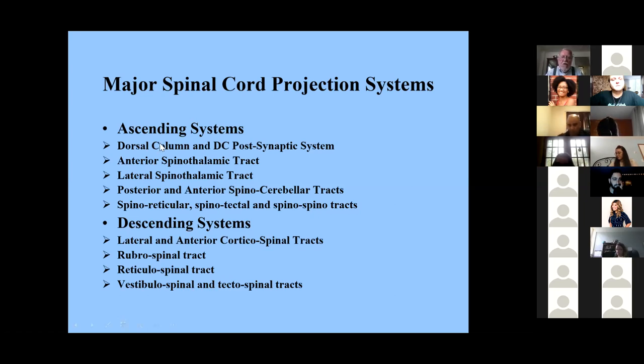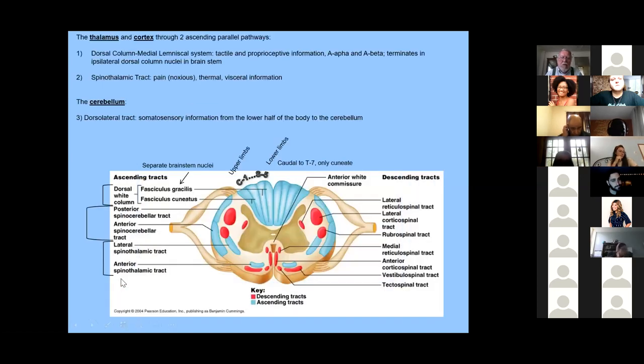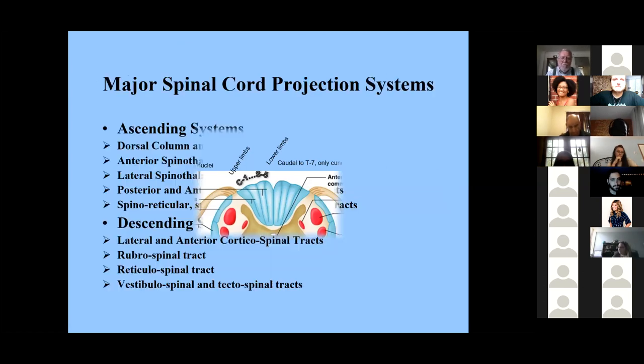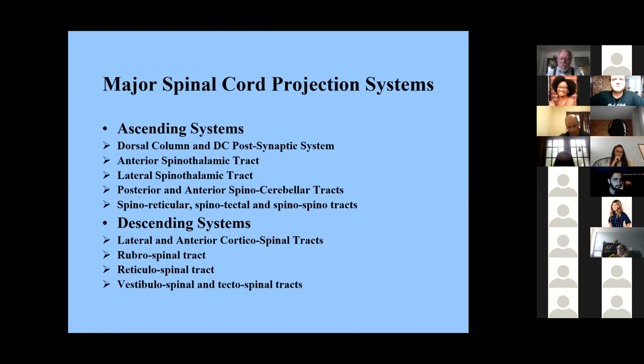So what we're going to be doing is looking at the dorsal column and dorsal column postsynaptic system, the anterior spinothalamic tract, the lateral spinothalamic tract, the posterior and anterior spinocerebellar, and then we'll be looking at the lateral and anterior corticospinal, the rubrospinal, and a little bit about the reticulospinal. Okay.